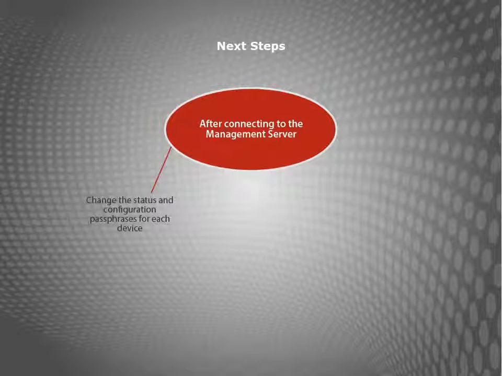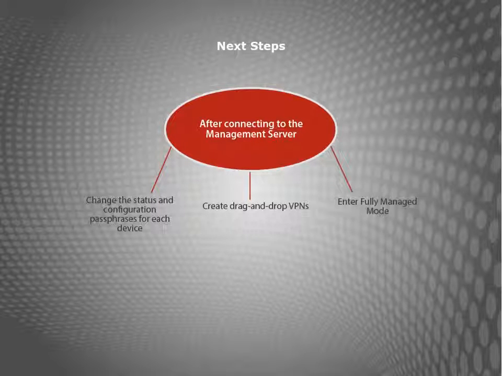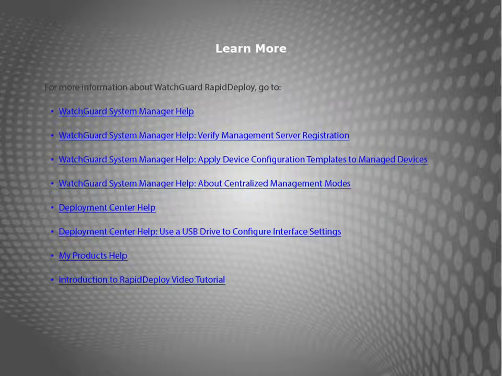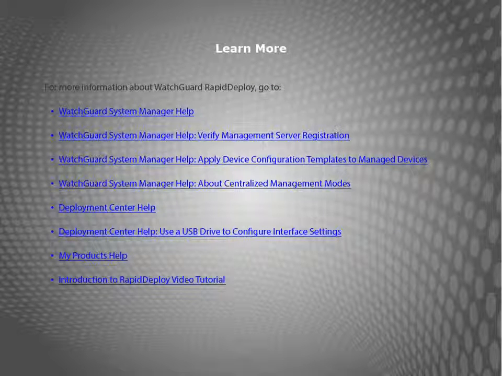Because RapidDeploy assigns randomly generated status and configuration passphrases for each Firebox or XTM device after the CSV file is uploaded, you should change the passphrases for your devices after verifying that they successfully connected to the management server. Once you've changed the passphrases, you can create drag-and-drop VPNs, or you can enter fully managed mode to use other centralized management features, such as applying a device configuration template. For more information about RapidDeploy, visit the WatchGuard website.